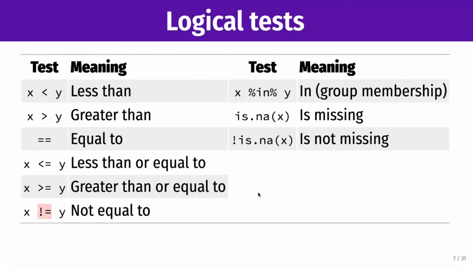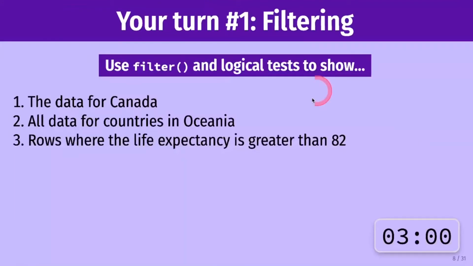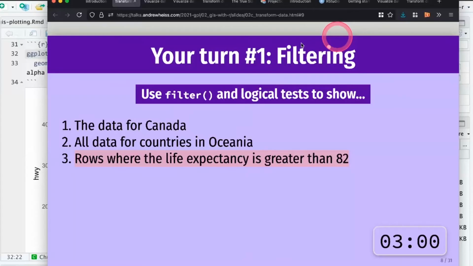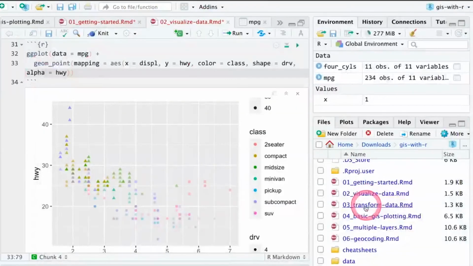So what you're going to do now is if you open up the third R Markdown file in the RStudio Cloud workspace, you're going to filter some data. So your job in the next couple of minutes is to use filter to show only the data for Canada, all the data for countries in the Oceania continent, which is called continent in the data set, and then rows where life expectancy is greater than 82.